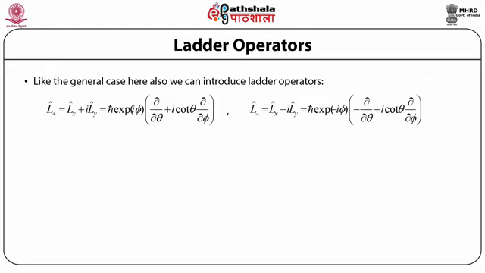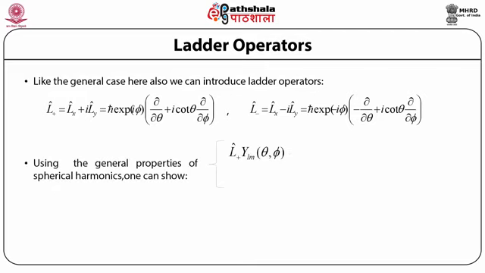Similarly, the down operator or the decremental ladder operator, orbital angular momentum operator L minus, in terms of the x and the y components of the orbital angular momentum operator is given as operator L minus is equal to operator Lx minus iota times operator Ly, and this is equal to h cross times exponential to the power minus iota phi times within brackets minus del by del theta plus iota times cot theta times del by del phi.